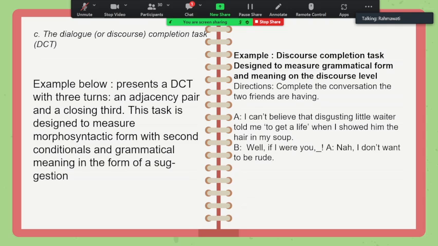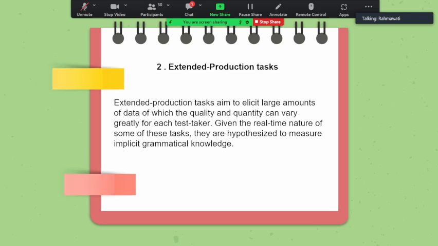Example, discourse completion task designed to measure grammatical form and meaning on the discourse level. Next slide. And the last is extended production task.